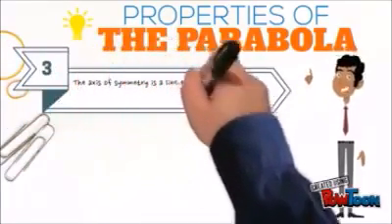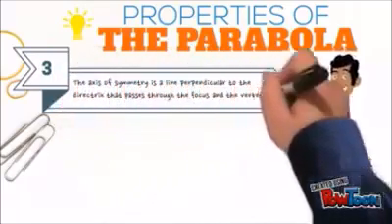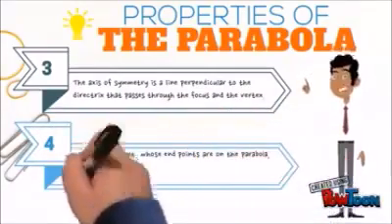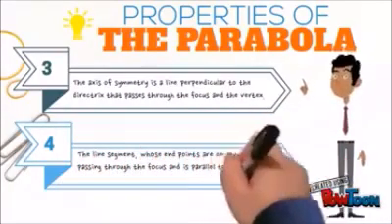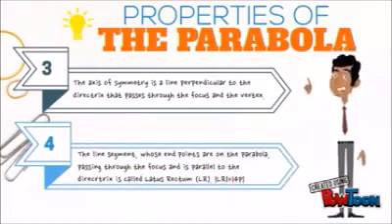Next to that, the axis of symmetry is a line perpendicular to the directrix that passes through the focus and the vertex. And the line segment whose endpoints are on the parabola, passing through the focus and parallel to the directrix, is called the latus rectum.